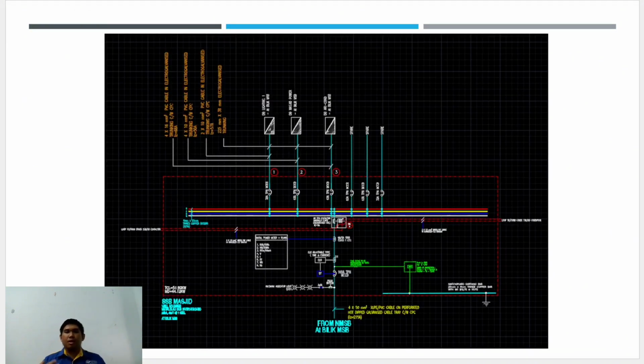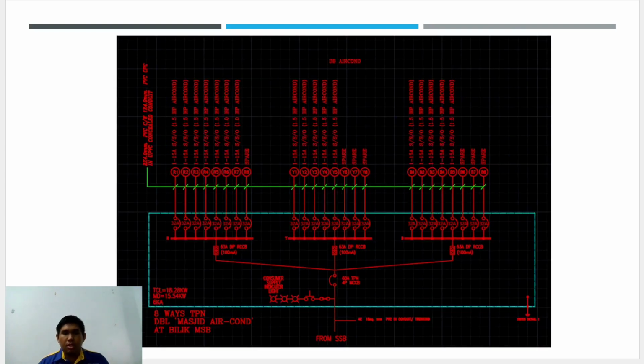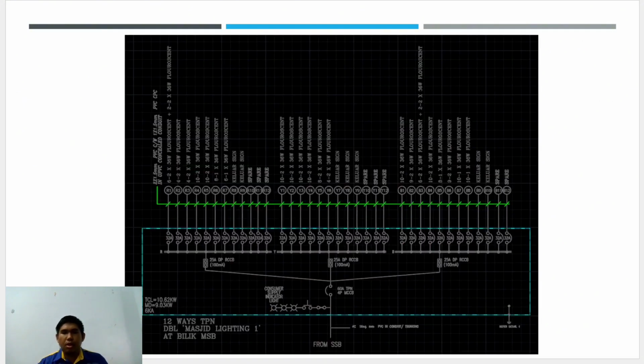This one is the SSB drawing. This one is the DB for power drawing. This one is the DB for air conditioner system drawing. And this one is the DB for lighting drawing.